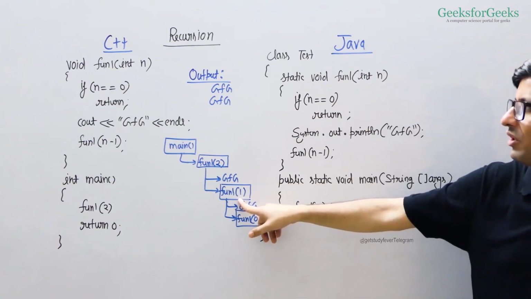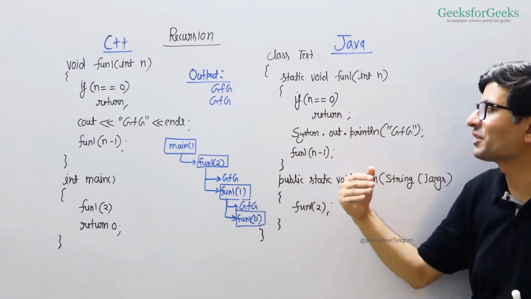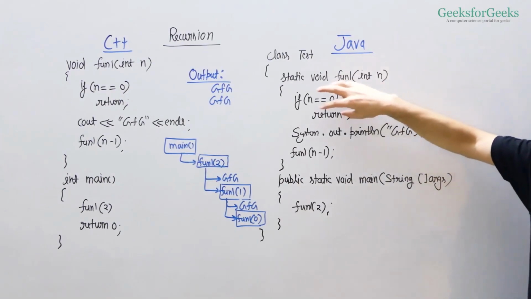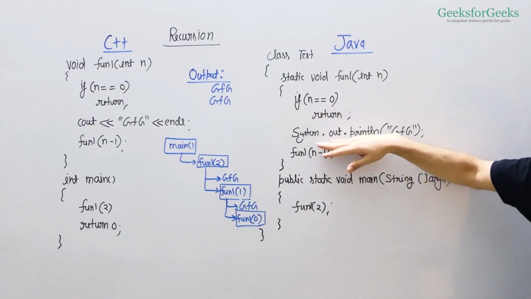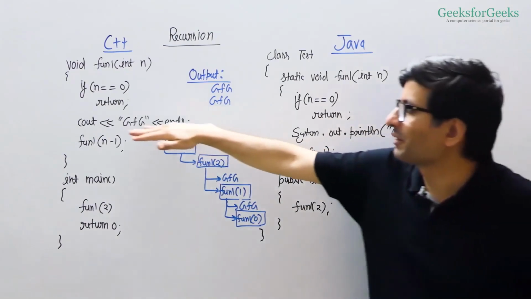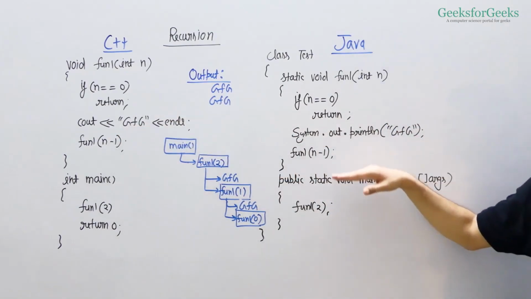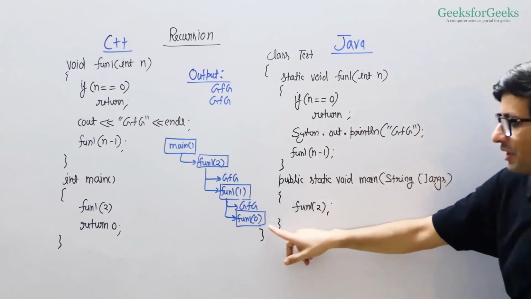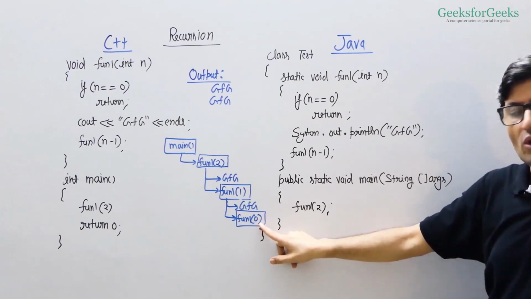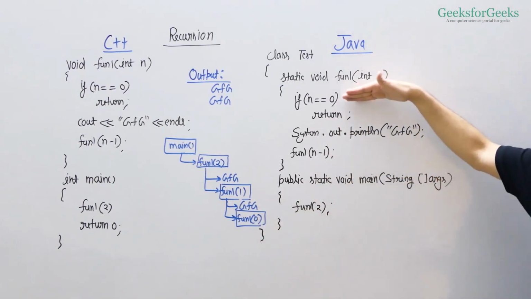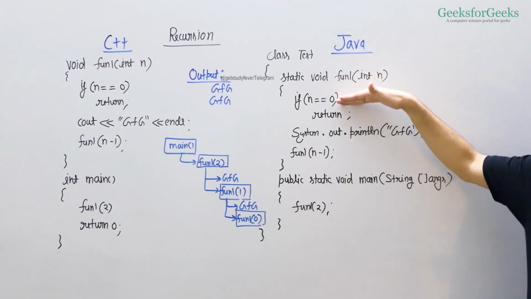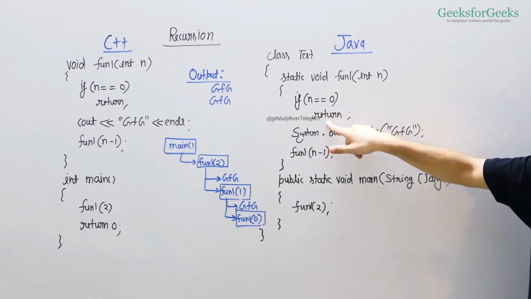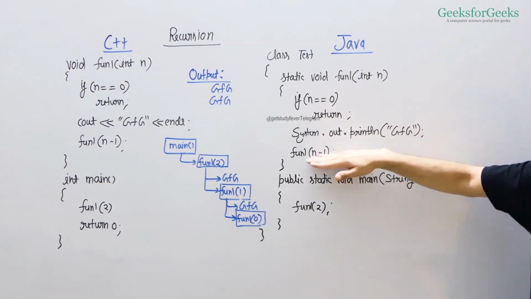When this fun1 is called, it again begins the execution from the first line. This time again, n is not 0, so we do not go inside this if condition. We come here and we print gfg. And after printing gfg, we make one more recursive call where the parameter is 0. Now when you call for 0, the execution again begins from here, and this time n is 0, so it immediately returns. It does not go to the lines below, because there is a return statement.